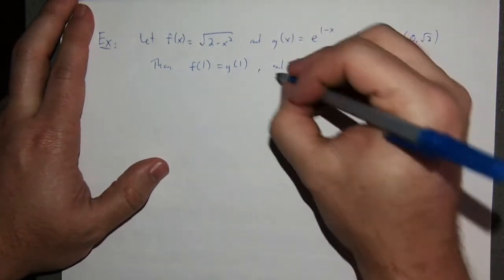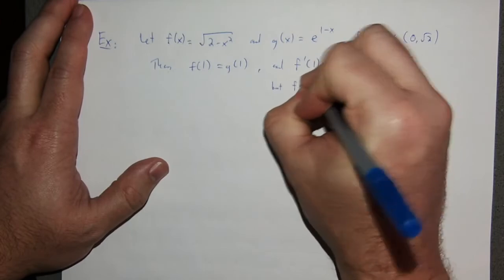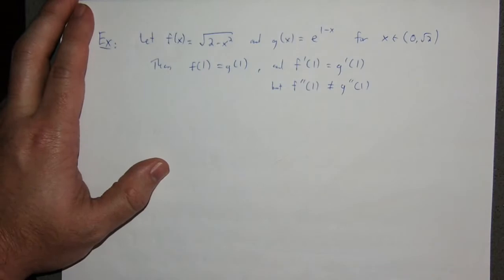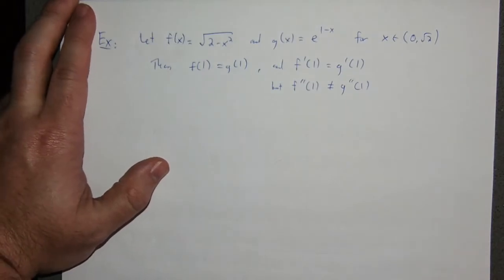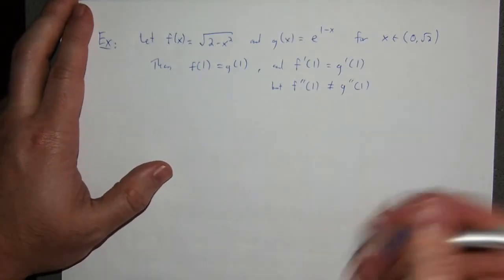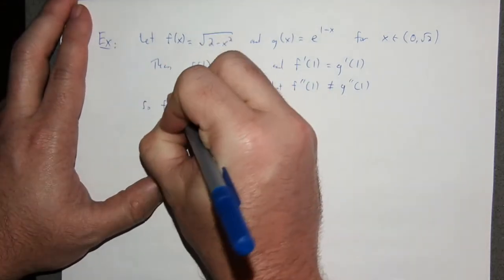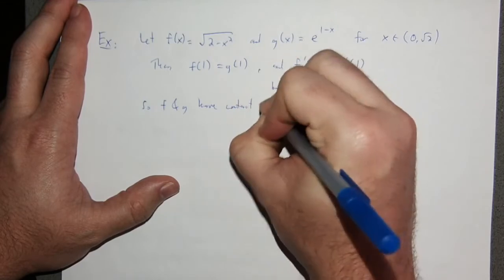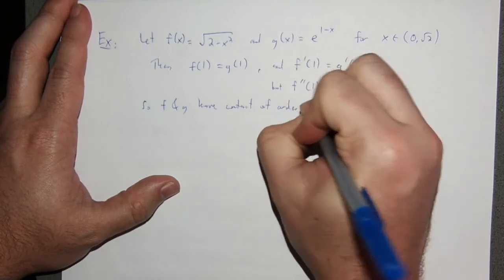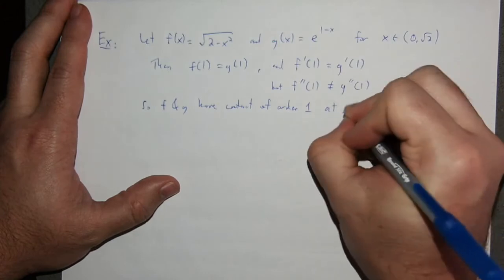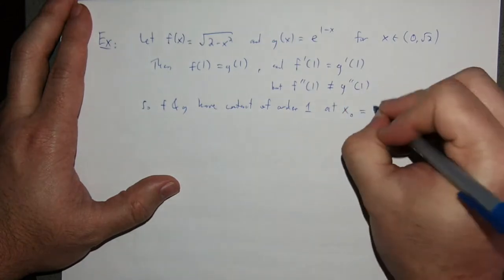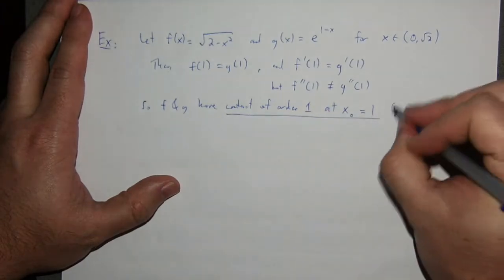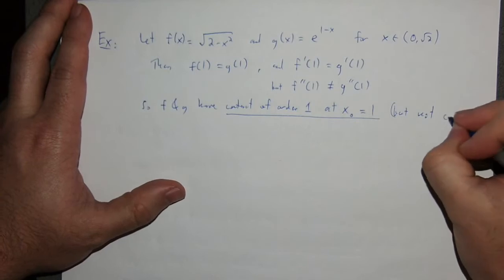But f double prime of 1 is not equal to g double prime of 1. So they have contact of order 1, but not contact of order 2. So f and g have contact of order 1 at x naught, which is equal to 1, but not contact of order 2.